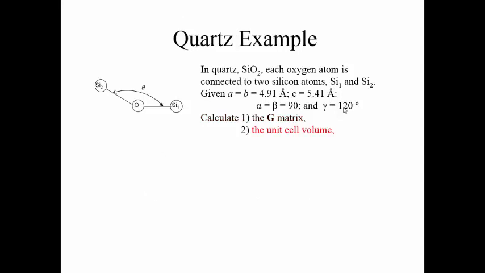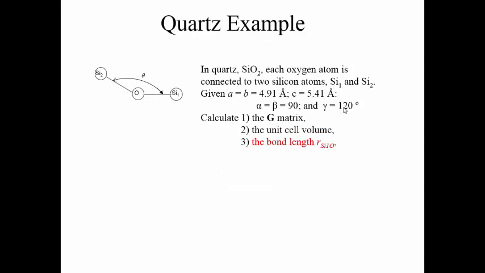Now let's do the unit cell volume. Well, the volume is just the square root of the determinant of G, which we've just calculated, and that comes out to 113.01 angstrom cubed. You do this on the computer. Then we want the bond length for Si-O, so we're looking at this bond length first of all.